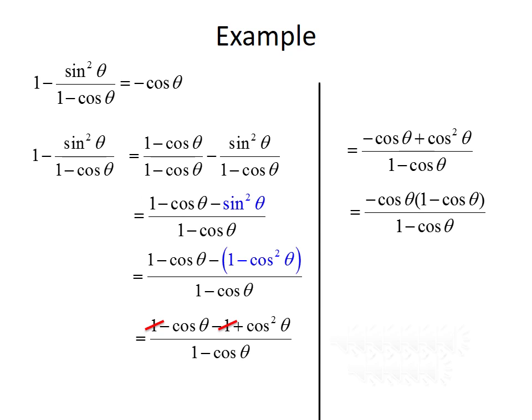We could factor out a negative cosine theta from the numerator, giving us negative cosine theta times 1 minus cosine theta over 1 minus cosine theta. And the 1 minus cosine thetas in the numerator and denominator will cancel each other out, leaving us with negative cosine theta. So we've verified this identity, 1 minus sine squared theta over 1 minus cosine theta equals negative cosine theta.